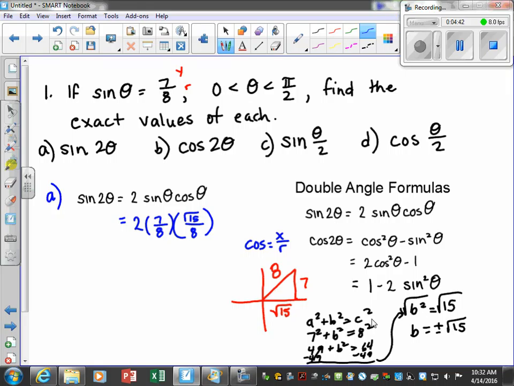Okay, and now we just want to be able to simplify that. That's going to be 2 times the 7 in the numerator, which is just going to be 14, and then that's times the square root of 15. And then in the denominator, 8 times 8 is 64. The last thing we want to check for is to see if anything simplifies. So we can see that at least a 2 comes out of this and a 2 comes out of this. So if we simplify that, we would have the sine of 2 theta is equal to 7 square root of 15 over 32.